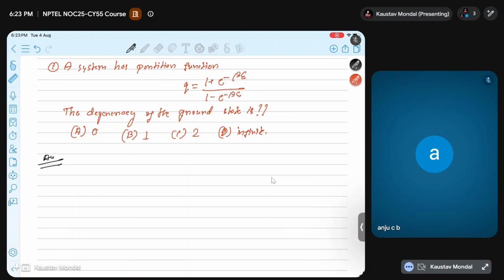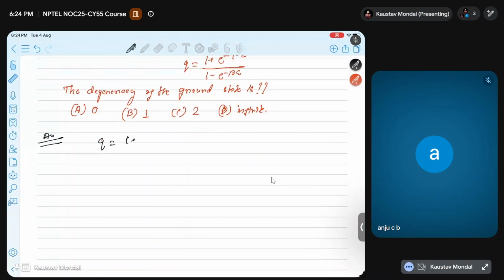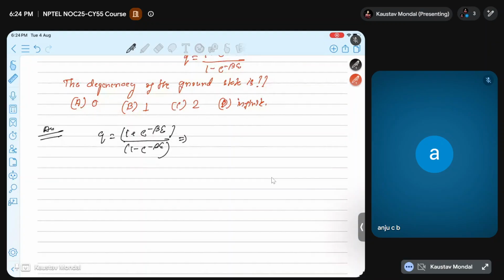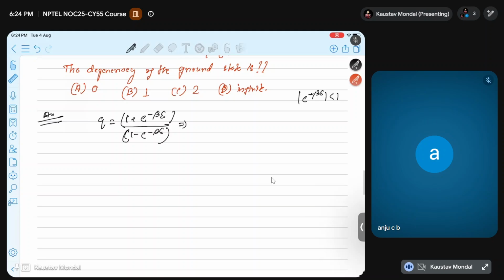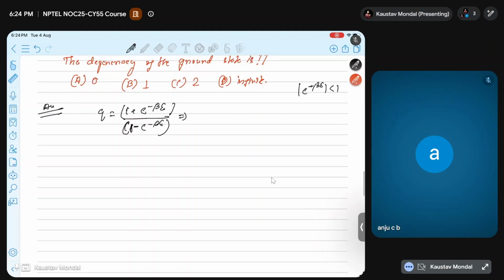Okay, so for that, first let me write q as 1 plus e to the power minus beta e divided by 1 minus e to the power minus beta e. The denominator term we can write like this. Since we know e to the power minus beta e is less than 1, we can write this denominator as a binomial series, just like we did in the previous discussion.